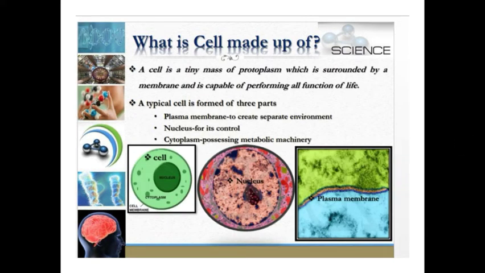And what is a cell? A cell is a tiny mass of protoplasm which is surrounded by a membrane and is capable of performing all the functions of life. Already this was discussed in the last class. This is called a cell. So a typical cell is formed of three parts.